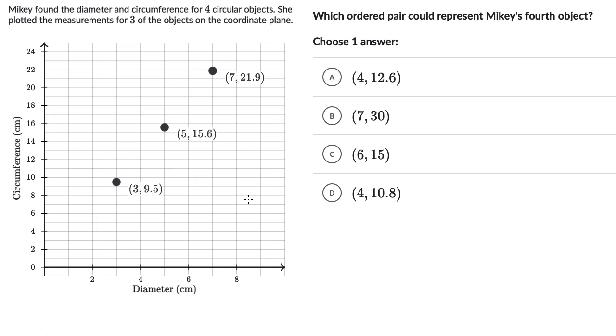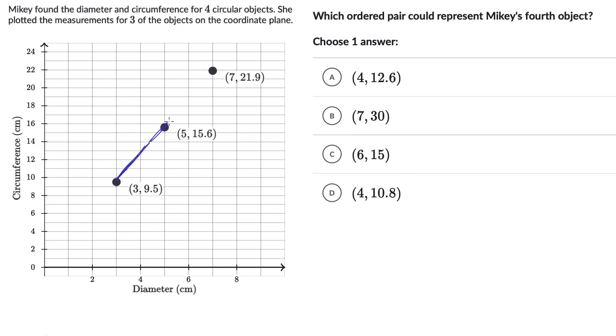Okay, so these are circular objects, and on the horizontal axis, she plots diameter, and then we see circumference. So we can see this first object right over here, diameter of 3, circumference of 9.5. This one, diameter of 5, circumference of 15.6. And what it looks like is that these all sit on a line.